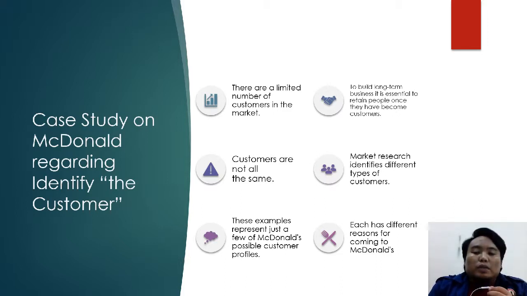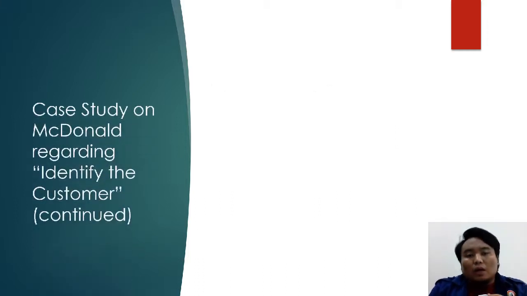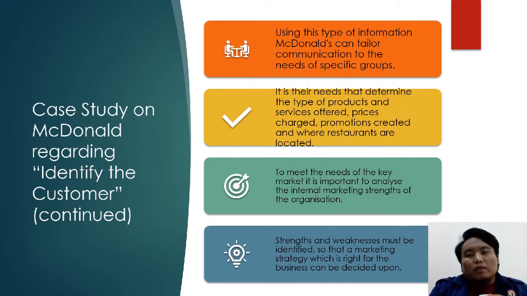To build a long-term business, it is essential to retain people once they have become our customer. The market research identifies different types of customer, each with a different reason for coming to the market. Using this type of information, McDonald's can tailor communication to the needs of specific groups. It is their needs that determine the type of products and services offered, price charged, promotion created, and where restaurants are located.